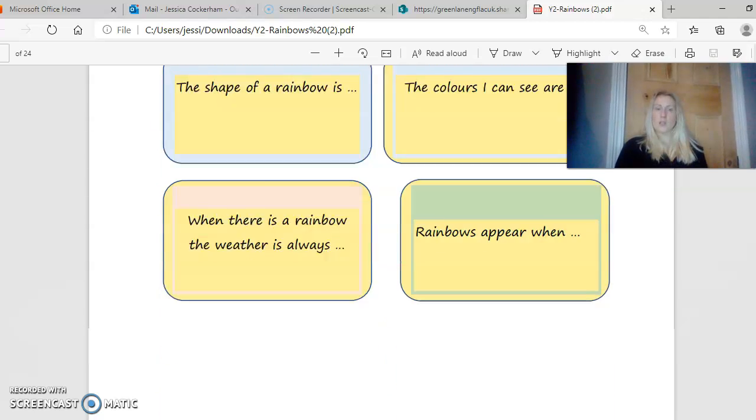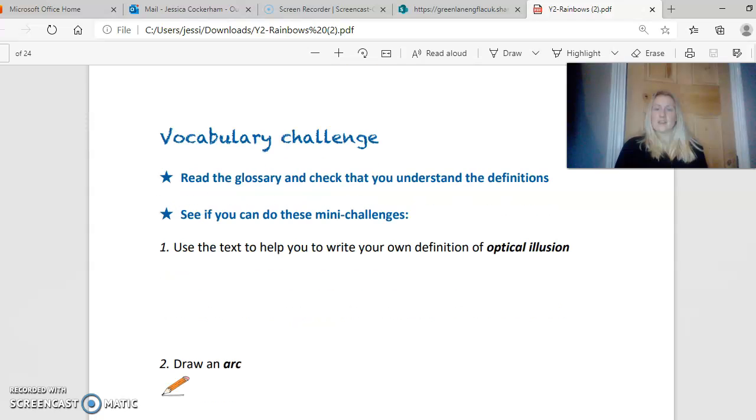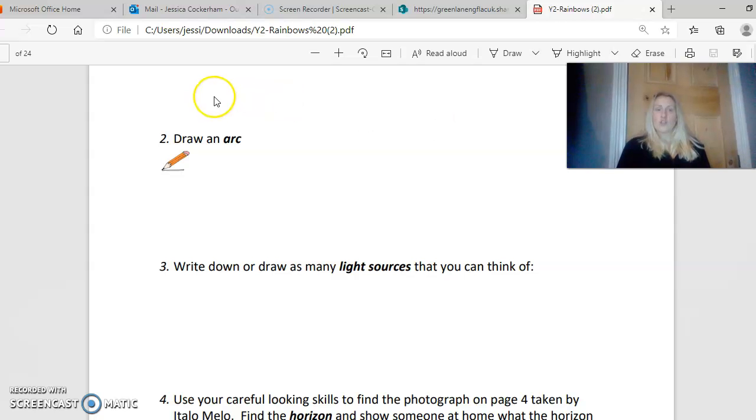An optical illusion is, so that's what I'd like you to start that sentence with, an optical illusion is, you could write something that tricks your eyes because something isn't really there. Draw an arc. So have a go here at drawing an arc. Write down or draw as many light sources that you can think of.